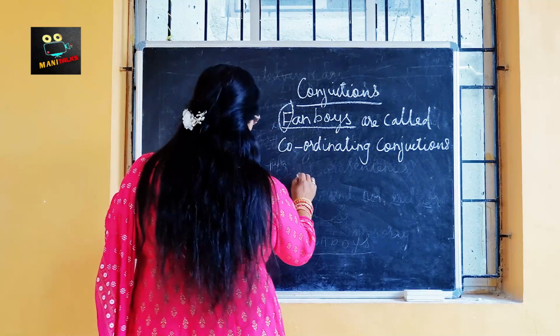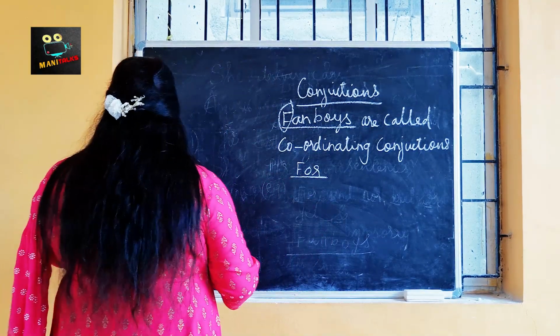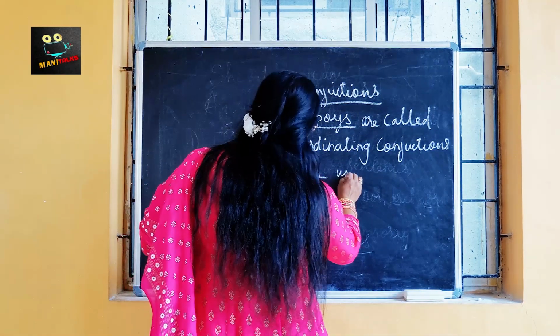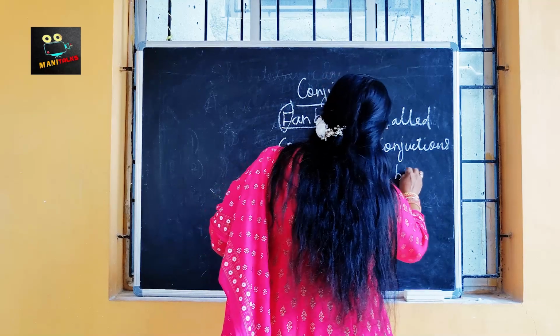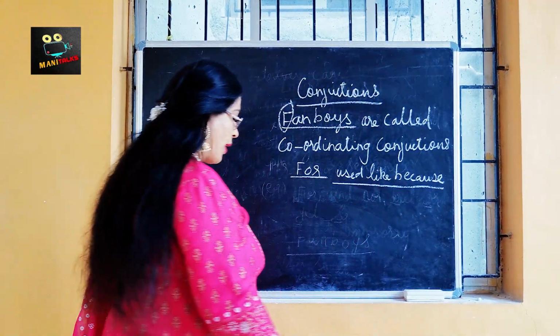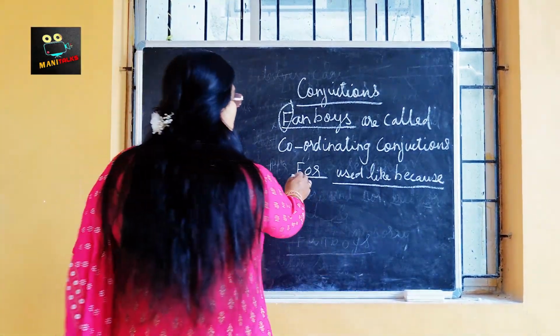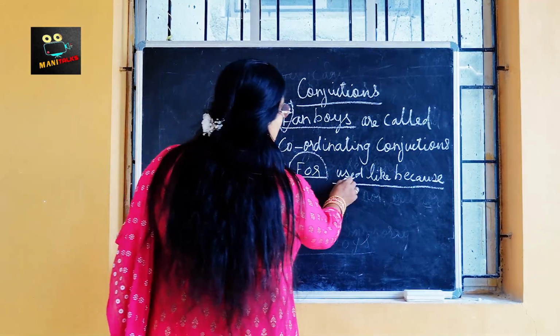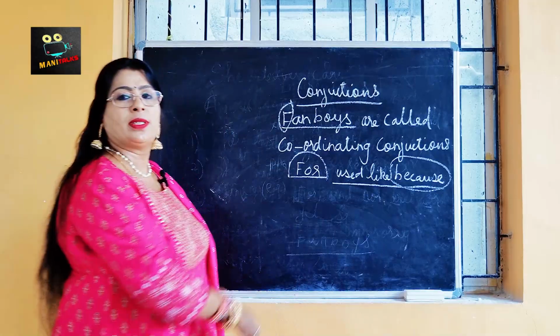Now I'm going to give you the first letter, for. F is for. So for is used like because. It's used like because. So examples. Can anyone tell me one example for this? Why is for used here? It's used like because in your sentences.